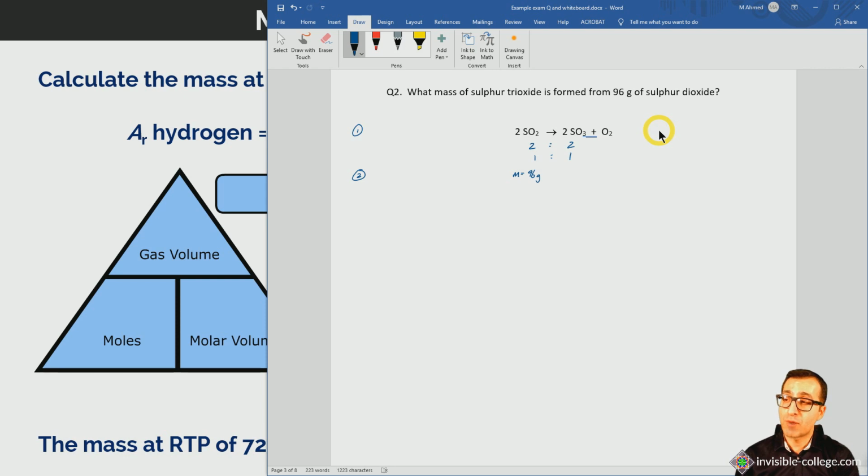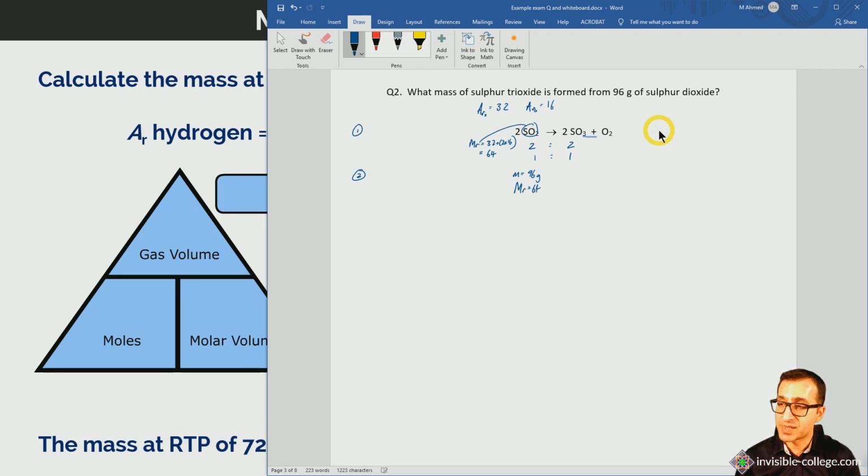So the relative atomic mass of sulfur, to the nearest whole number, is 32. The relative atomic mass of oxygen is 16, and we have 2 oxygen atoms and 1 sulfur atom. So the relative formula mass of this is going to be 32 plus 2 times 16, which gives us 64. So the relative formula mass of sulfur dioxide is 64.